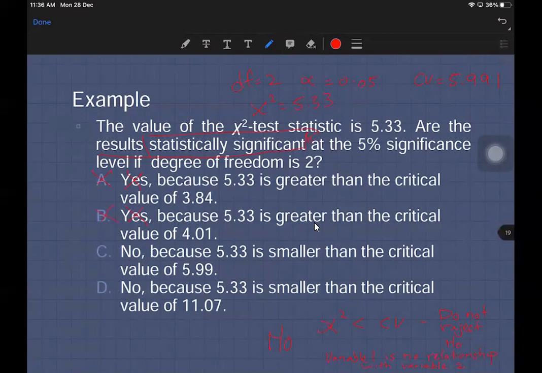So yes, the answer will be wrong. A and B are wrong. So we look at C and D. The difference between C and D is the critical value. The critical value is 5.991. So the answer will be C, no, because 5.33 is smaller than the critical value of 5.99. So the answer will be C.